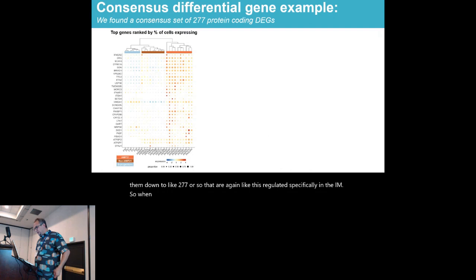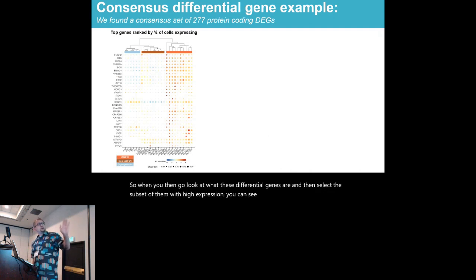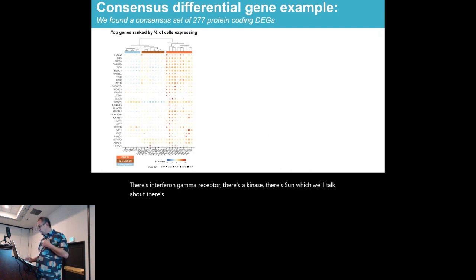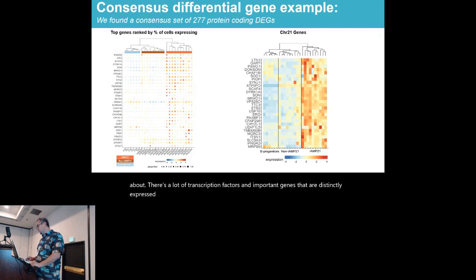So when you then go look at what these differential genes are, and then select the subset of them with high expression, you can see that on the right is iAMP21, and then you can see that there's a very good pattern of a distinct expression for them. And some of these genes are important. There's interferon gamma receptor, there's a kinase, there's SON, which we'll talk about. So there's a lot of transcription factors and important genes that are distinctly expressed in this subtype.